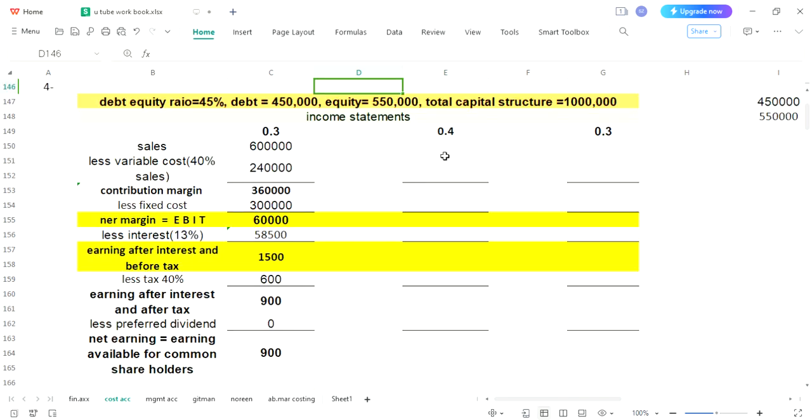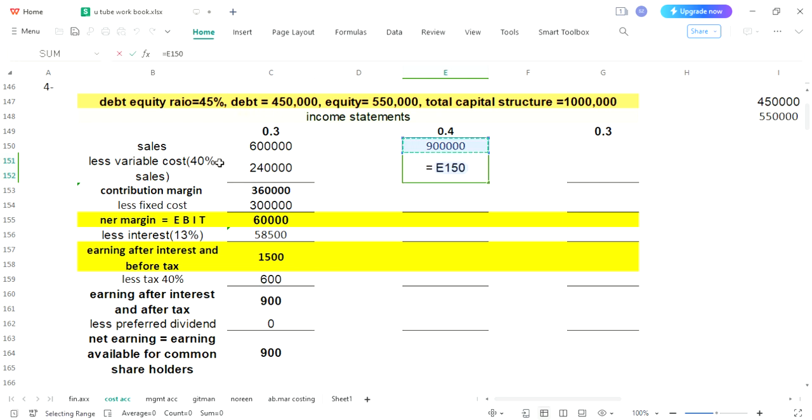Let's put 9 lakh at this stage. Variable cost would be calculated by applying 40% rate upon sales. 9 lakh amount of sales, multiply by 40 divided by 100. So we have got our variable cost, 40%.